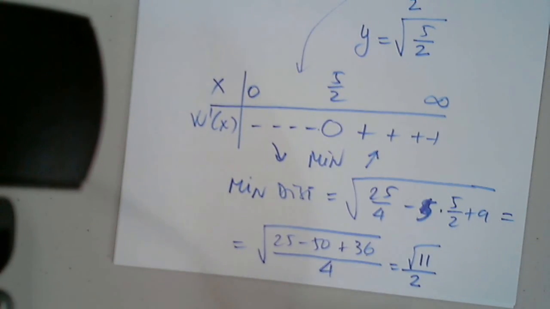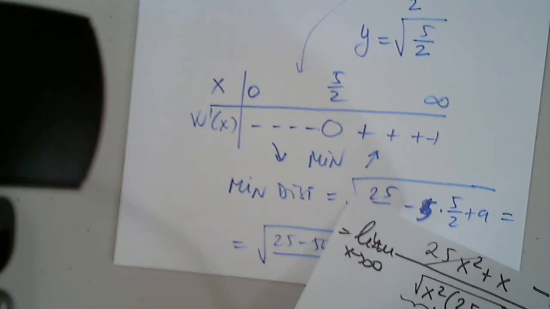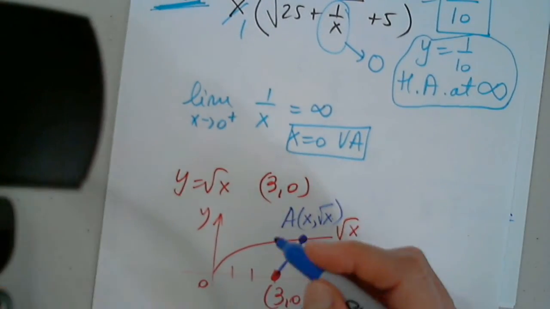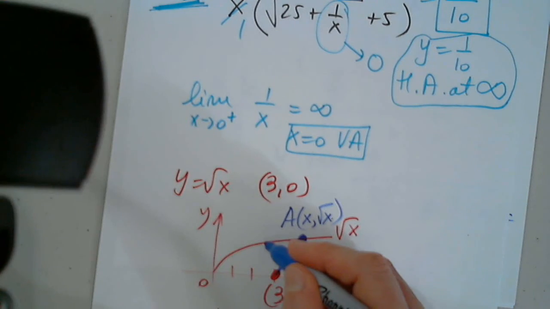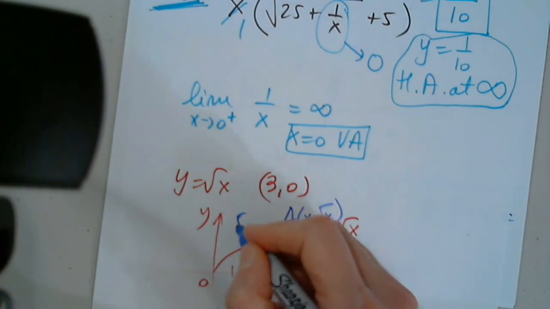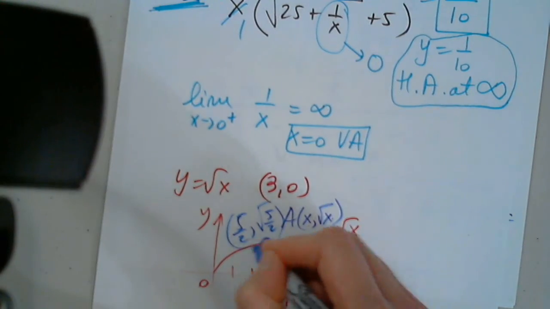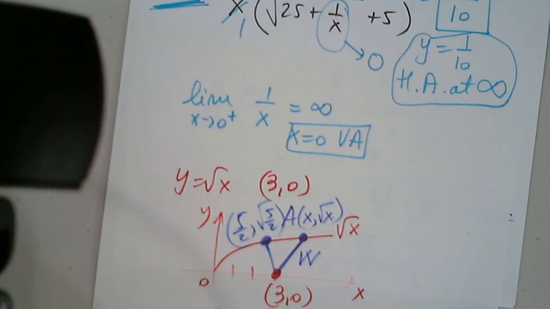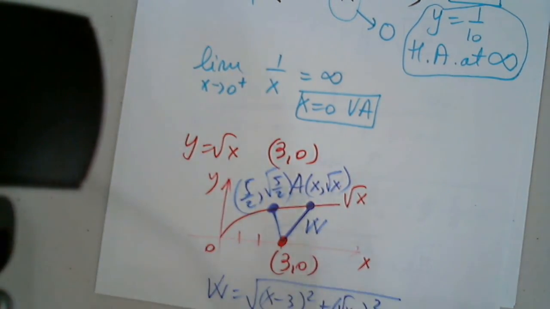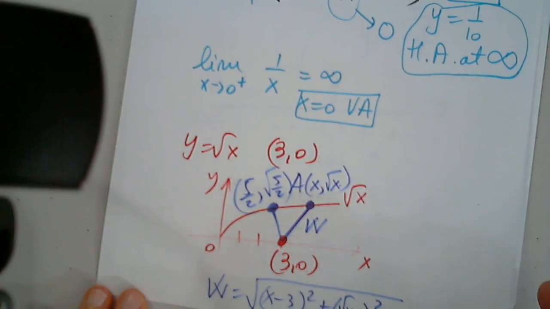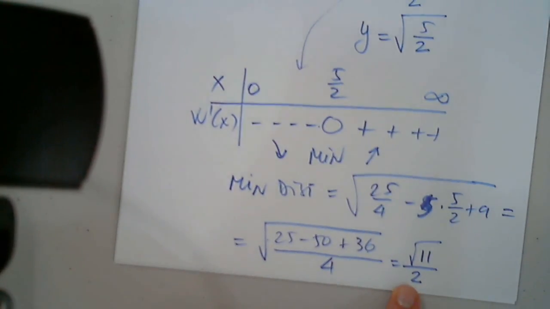Okay, now where is the point? At 5 halves, comma, the square root of 5 halves. So right here, at 5 halves, comma, the square root of 5 halves. And this is the minimum distance. It doesn't matter where you start with the point. You just have to picture it somewhere so we can create a distance. Is this okay? And that's the minimum distance. Okay, perfect.